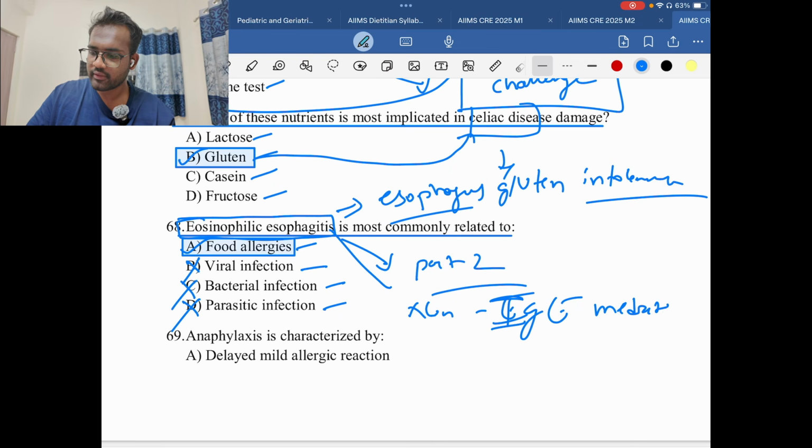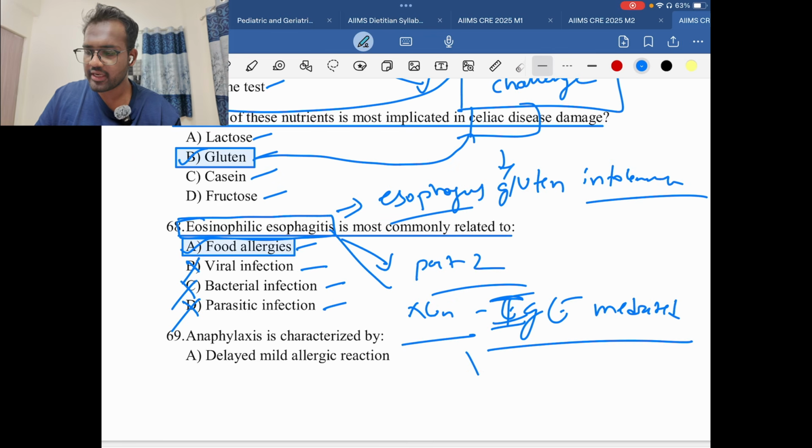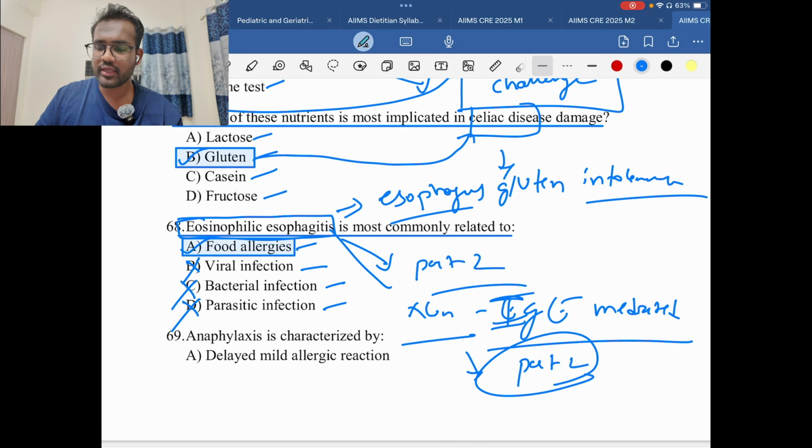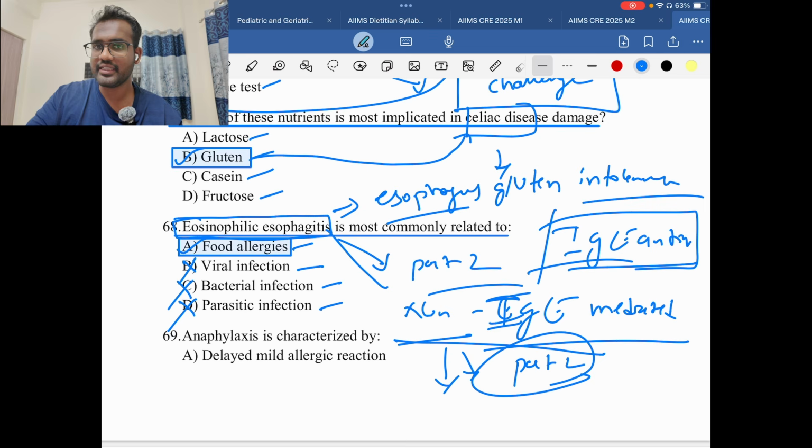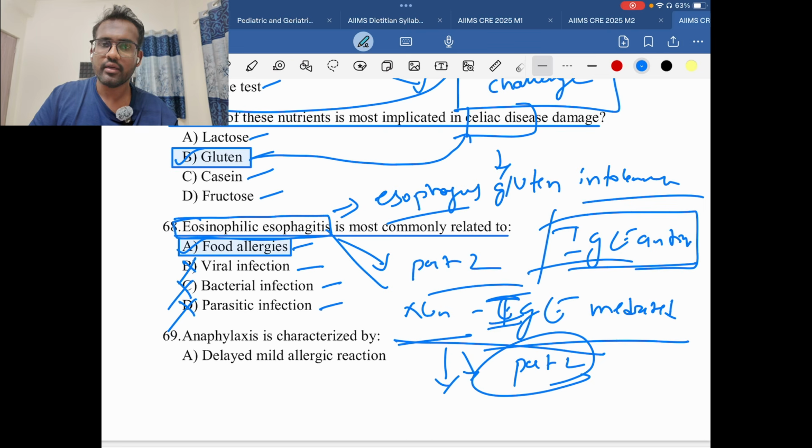mediated reaction. What is an IgE mediated reaction? What is a non-IgE mediated reaction? I have mentioned it in detail in part 2 of my marathon series. You can go and watch it, or you can just go to the PDF containing food allergic reactions and their management. There I have mentioned in detail what is non-IgE mediated and what is IgE mediated. A non-IgE mediated reaction is nothing but a reaction where no IgE antibody is released in the body which causes the allergic reaction. IgE mediated allergic reaction means there is an IgE antibody present in the body which is harming you and causing the food allergic reaction. So that is the simple meaning of that. To know the detail, just go and read it once. It will be very easy to understand.